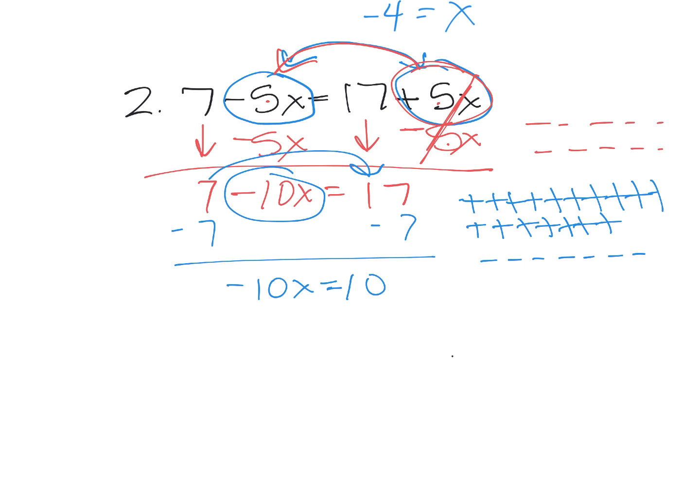Negative 10 times x, so I divide by negative 10. Negative 10 divided by negative 10, anything divided by itself is 1. So I'm left with x equals 10 divided by negative 10, negative 1.